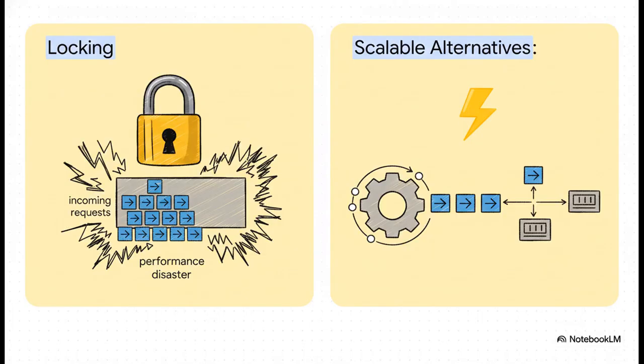The naive solution here is to just throw a lock on it. But as the slide says, that is a performance disaster at scale. It just serializes all your updates and creates massive lock contention. The real engineering solutions are way more sophisticated.